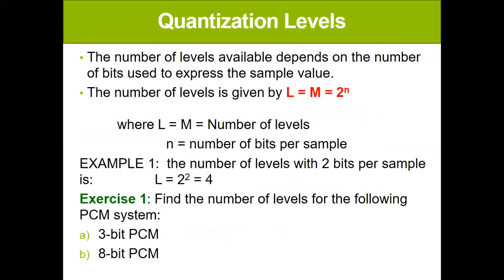Now, if the number of bits considered is n, what is the number of levels? Levels can be expressed in terms of L or M, 2 to the power n. So, if n is 3, 2 to the power 3 means there will be 8. If n is 2, the number of levels will be 4. More levels, more accurate. The output accuracy will be more. Fewer levels, the error will be more and the accuracy will be less. So for example, for a 3-bit PCM, the number of levels L equals 2 to the power 3, which means 8. For 8-bit PCM, the number of levels L will be 2 to the power 8.